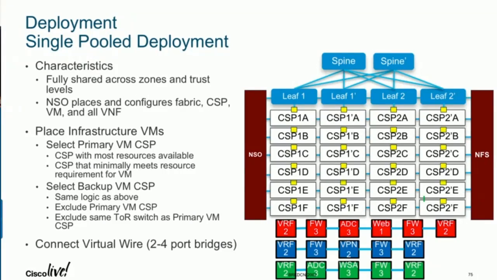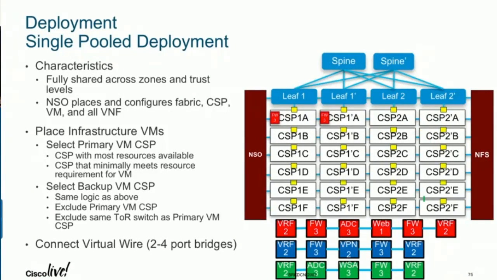So this is the fully shared model that I talked about before. I'm not going to segment it by security levels. I'm not segmenting it by extranet, cloud connect, and so on. So I've got to place my first pair of VMs. I have a placement logic, which is most available resources that minimally meets the requirements of the VM. Put my primary firewall there.